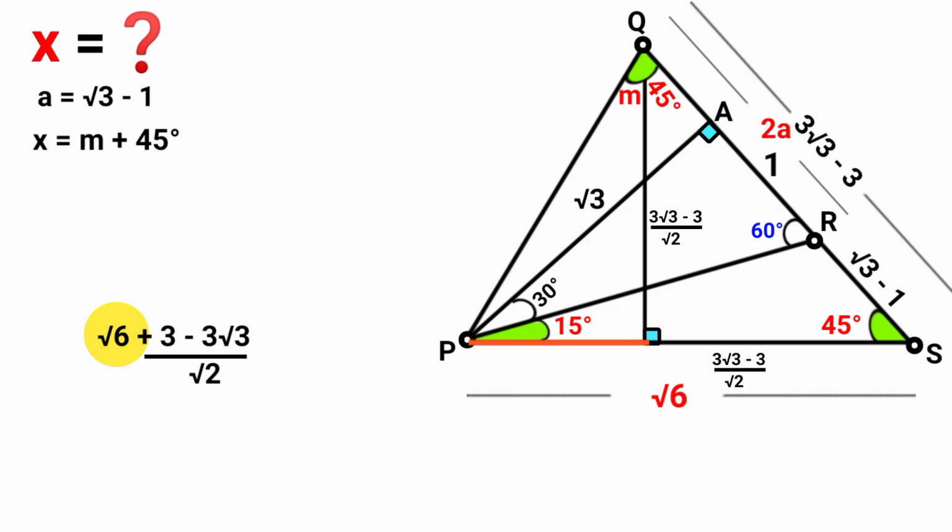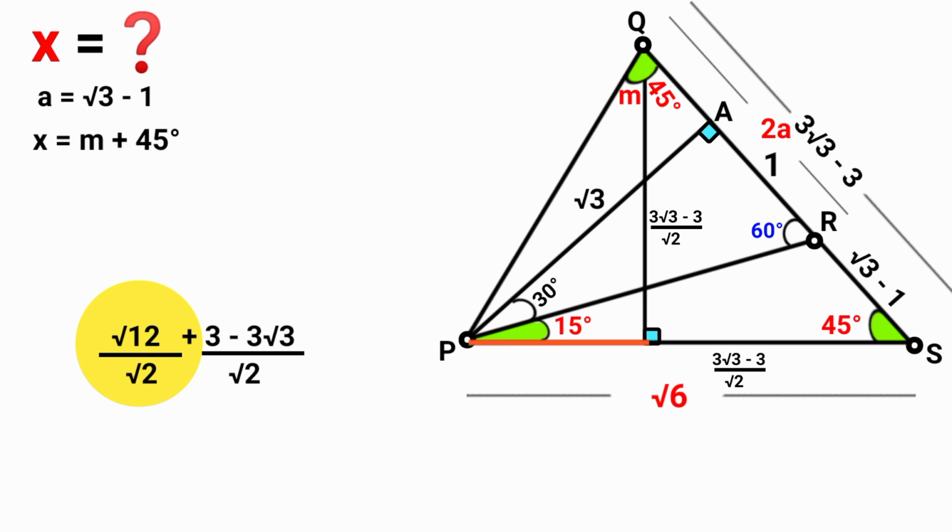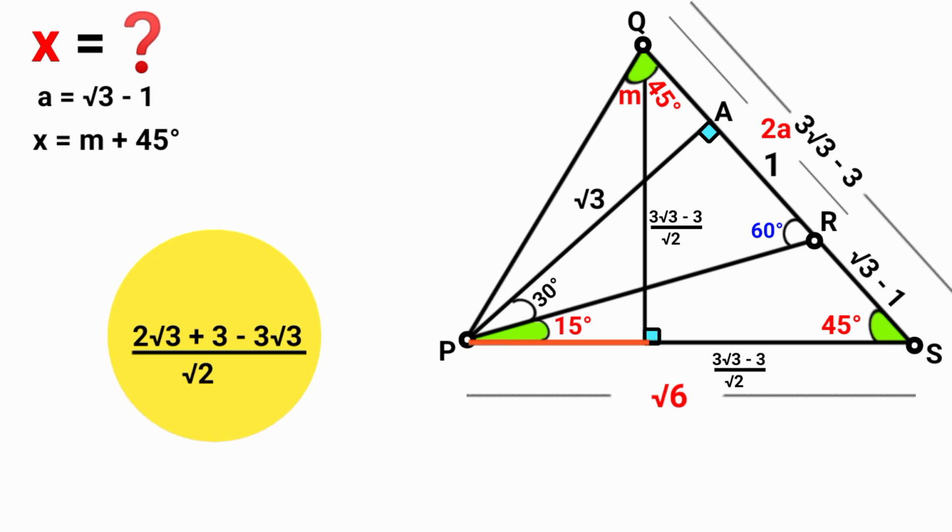This root 6, we multiply it by root 2 over root 2. Root 6 times root 2 over root 2 is root 12 over root 2. This 12 is the same as 4 times 3. Square root of 4 times 3 is square root of 4 times square root of 3. Square root of 4 is 2. 2 times root 3 is 2 root 3. So it is 2 root 3 over root 2. Now since the denominators are the same, we add them. 2 root 3 minus 3 root 3 is minus root 3. So it is 3 minus root 3 all over root 2.